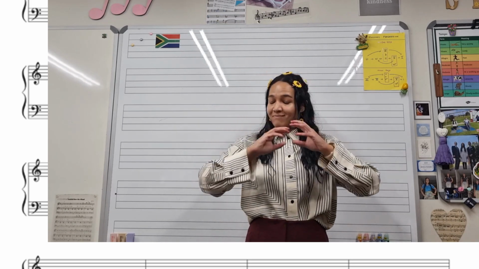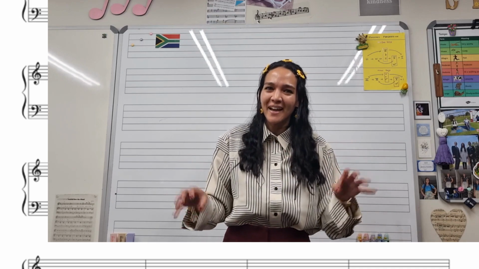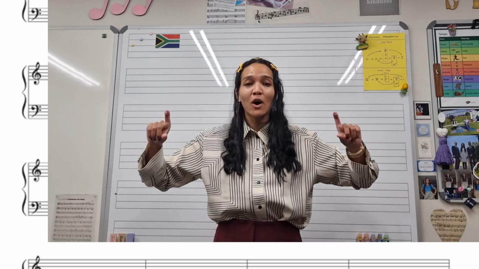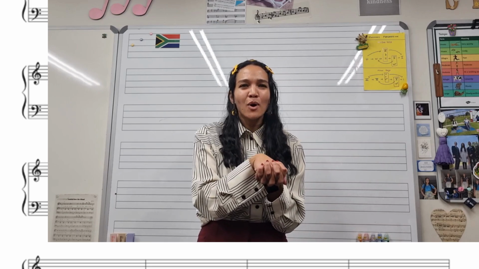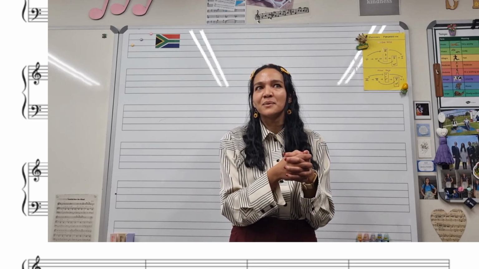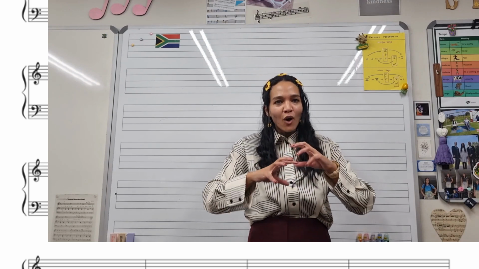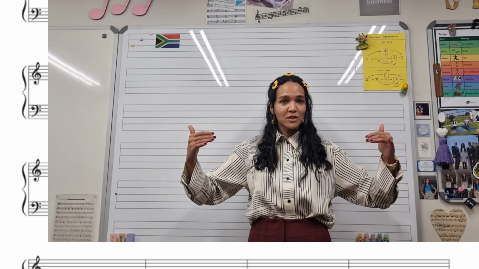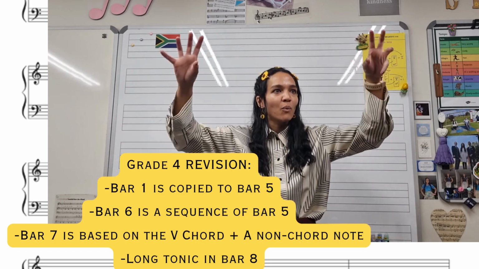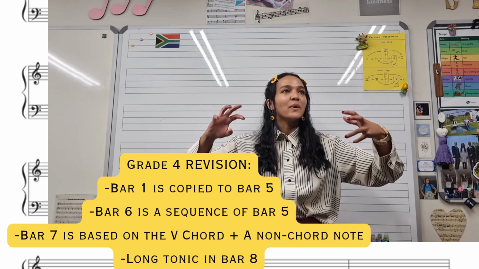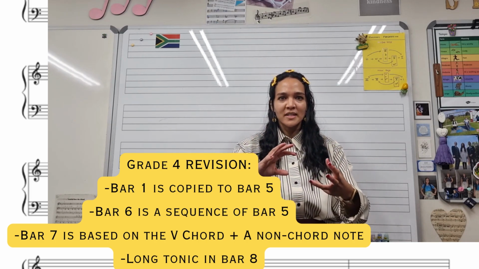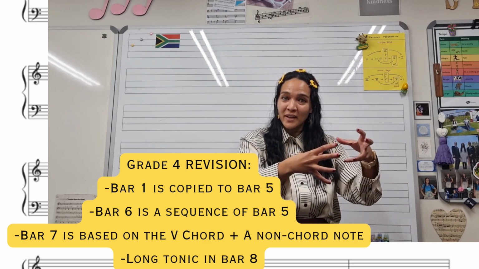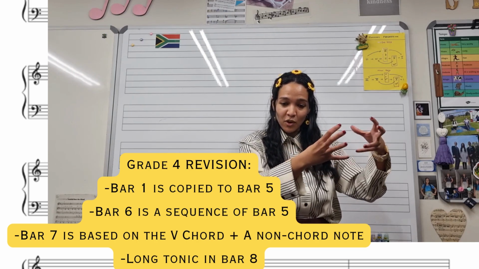The difference between grade 4 and grade 5 is that in grade 5, while we are still working with an 8-bar melody, we are no longer given 4 full bars. They're just going to give us 2 bars, and then we have to fill in 6 bars. For the last 4 bars, we're really going to copy what we know already from grade 4 level. So yes, we want to copy and paste our bar 1 into bar 5. We want a sequence of bar 5 in bar 6. We want the dominant chord, but now also spicy: the dominant 7th chord in bar 7, and then we do want to end with a long tonic in bar 8.